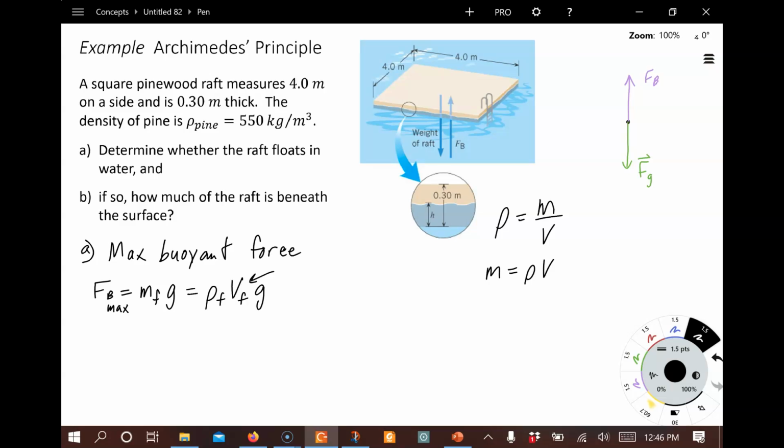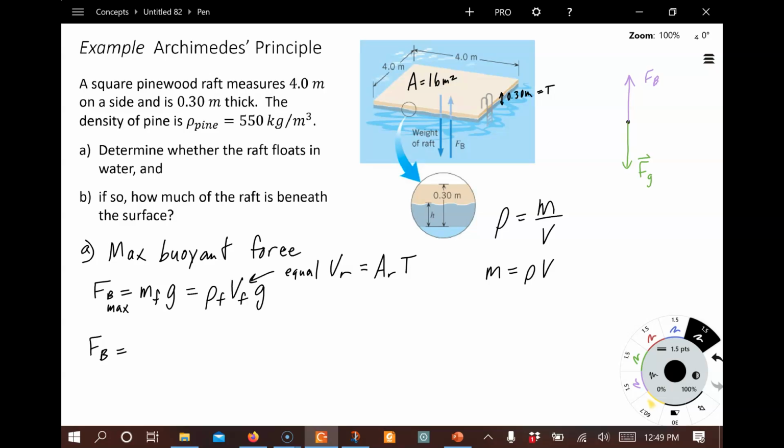Now, if we're going to get the max value for the buoyant force, then we need to make the volume of the fluid equal to the volume of the raft, because we're going to put it all the way in, right? Now, the raft has a volume, because it's a rectangular solid, it's length times width times height, right? And so here we have a thickness equal to 0.3 meters. And we have an area here, 4 by 4. If we multiply those two sides to get the area, we get 16 meters squared, right? And so for the raft, it's going to be the area of the raft times the thickness. Let me call this T for thickness.